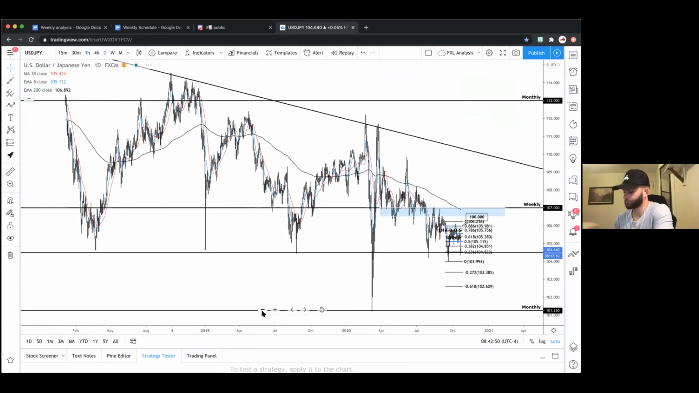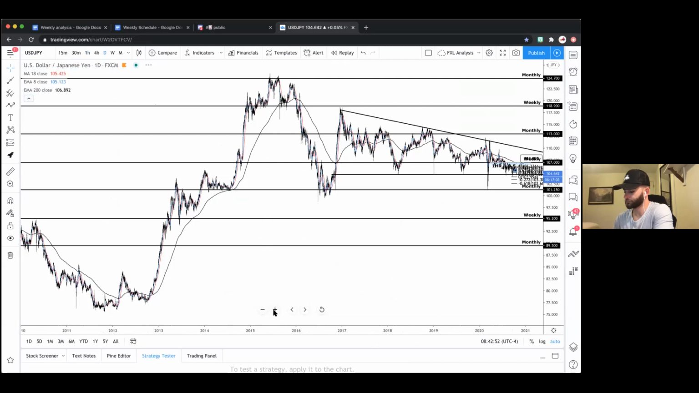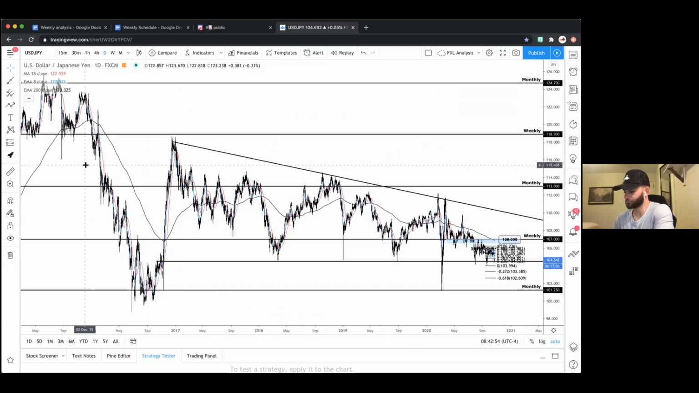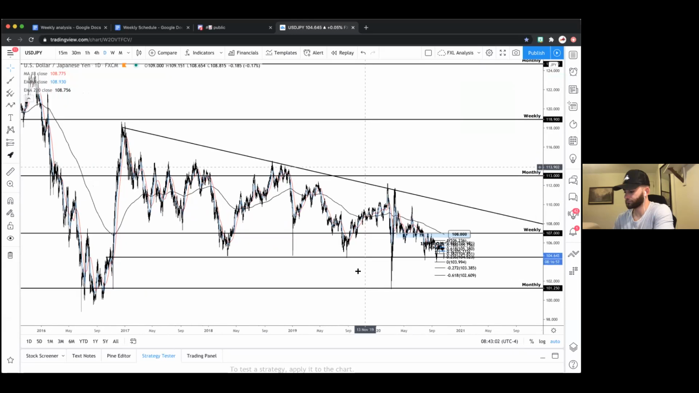Let's go to the daily time frame to start. I just want to show you guys how bearish this is. This is the daily time frame. All the way back here is 2015. Super, super bearish. Tons of lows. Every single lower high in here is just bearish across the board.